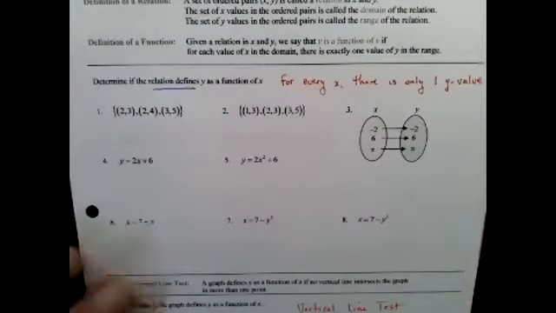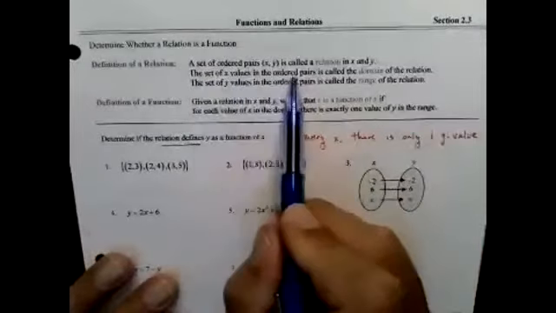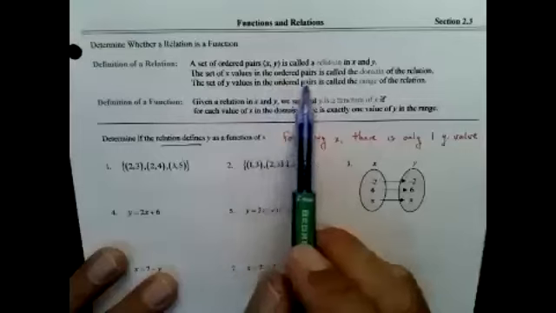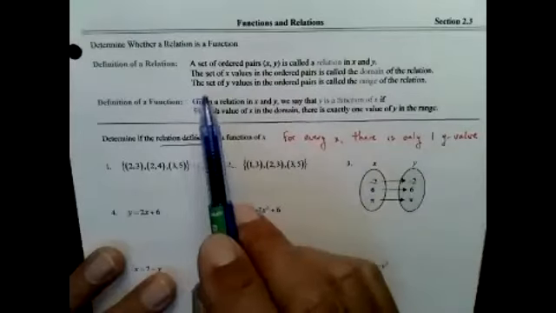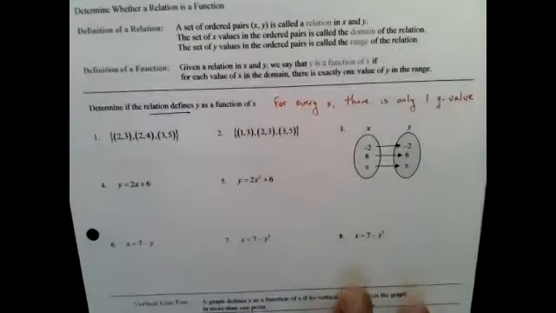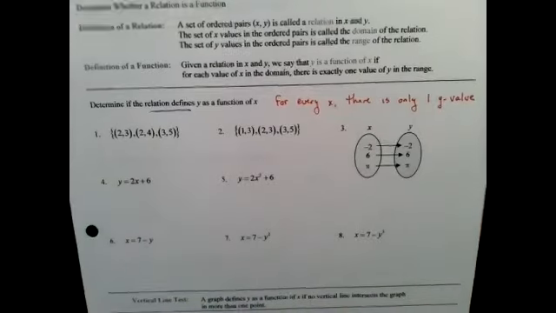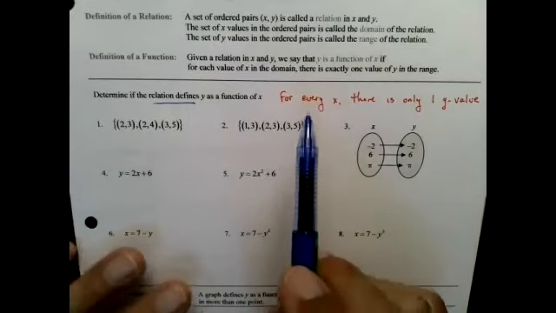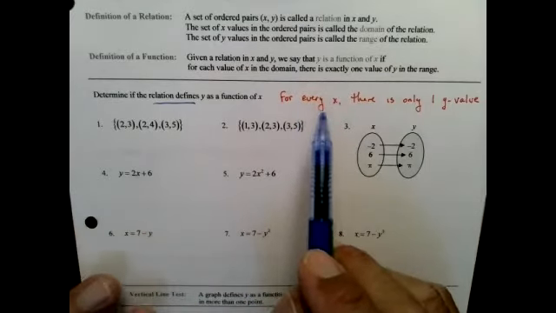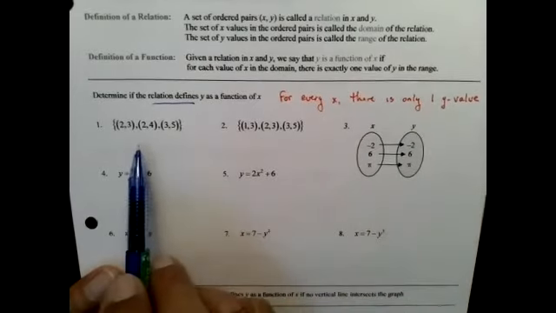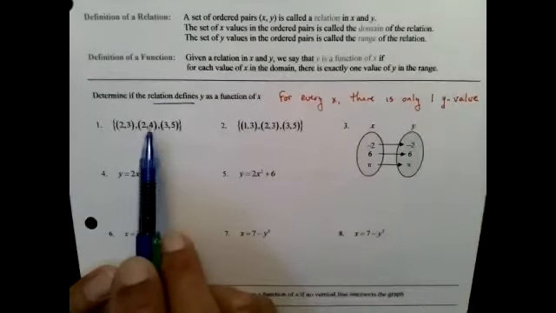Up above, we start talking about a set of ordered pairs being called a relation in X and Y. The set of X values in the ordered pairs is called the domain. The set of Y values is the range. We don't use this term much after now, but one way to talk about a relation is: for every X, there's only one Y value.